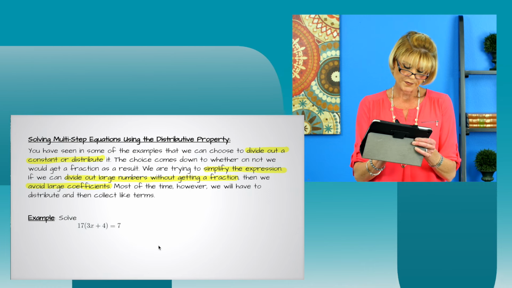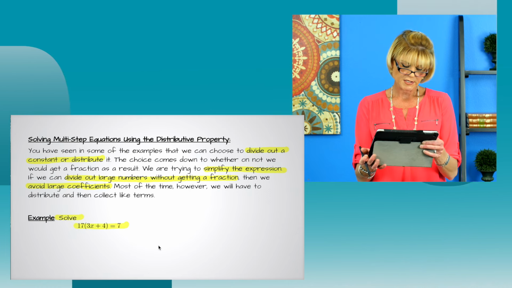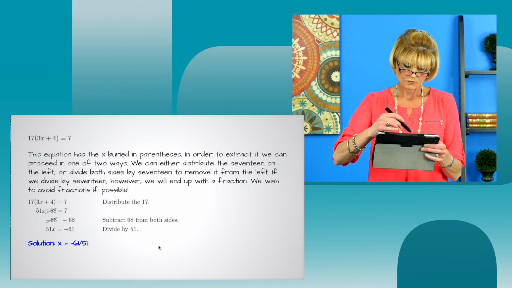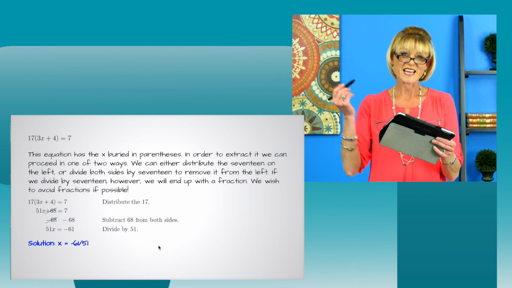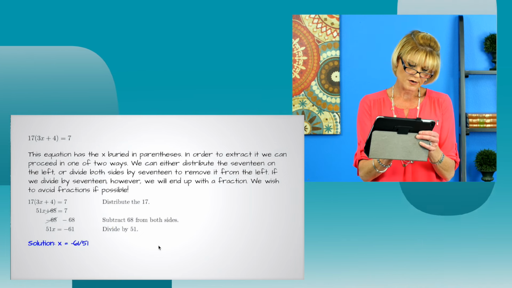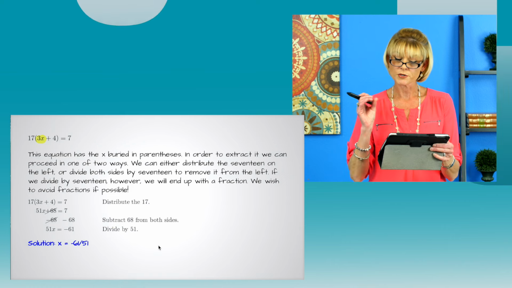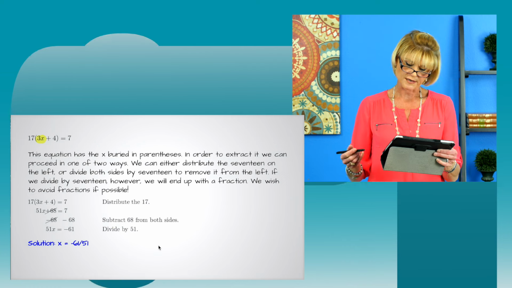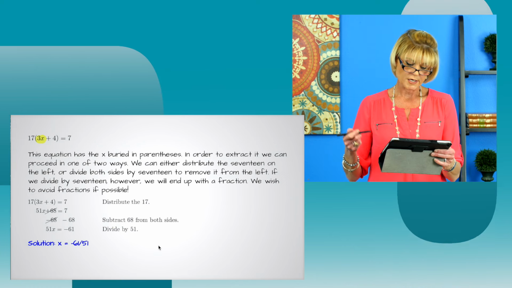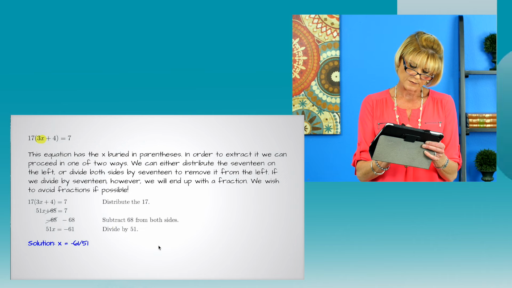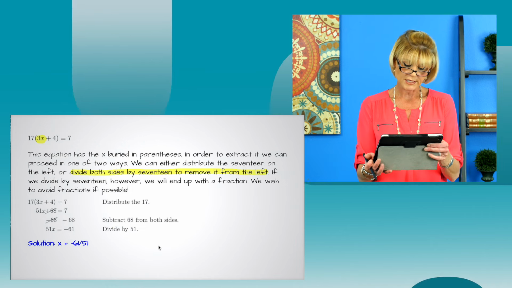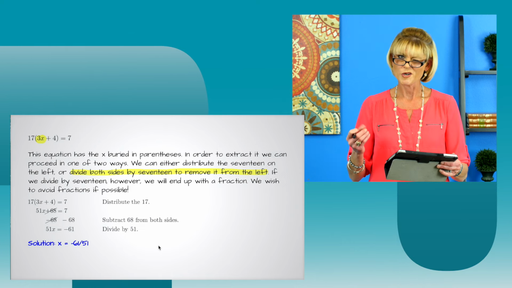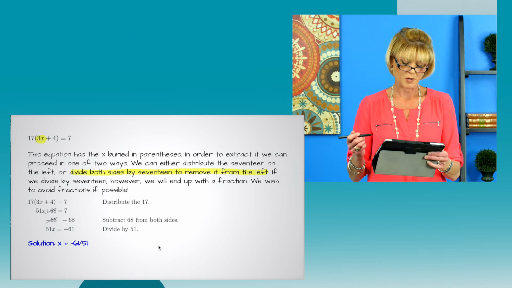So let's look at this one. Solve 17 times 3x plus 4 equals 7. Okay, this equation has the x buried, I'll highlight it for you there, buried in the parentheses. So in order to extract it, we can proceed in one of two ways. We can either distribute the 17 by multiplying it, or divide both sides by 17 to remove it from the left. Now, if we divide by 17, however, we're going to end up with a fraction, and we don't want to do that. We want to try to avoid fractions if possible.